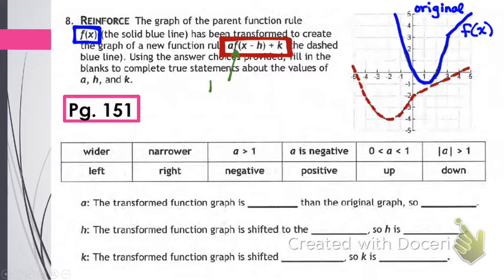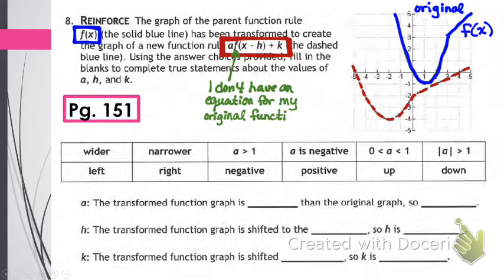When you see that written as part of a rule, it means I don't have an equation for my original function. So they'll use that f in there. For the most part, for what we're doing today, we can just ignore the fact that there's an f there. It does not matter. It doesn't affect anything. It doesn't stretch or compress or do anything at all.